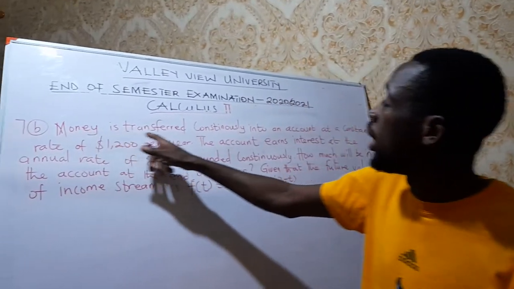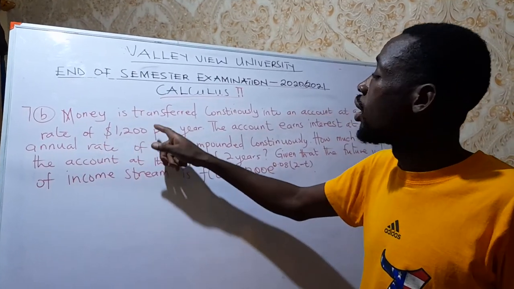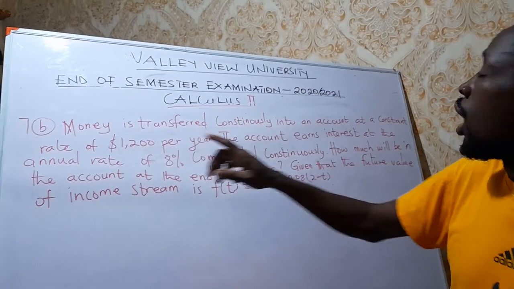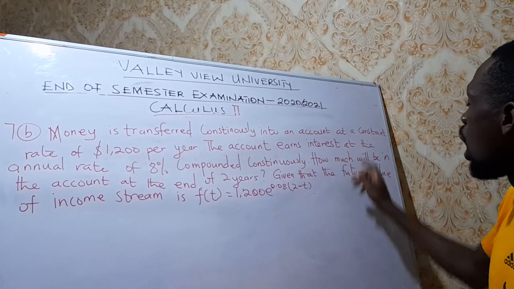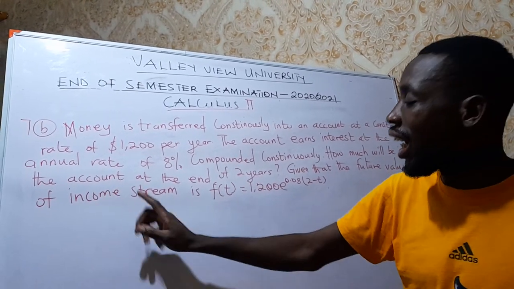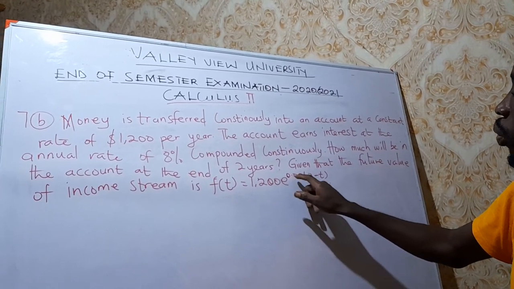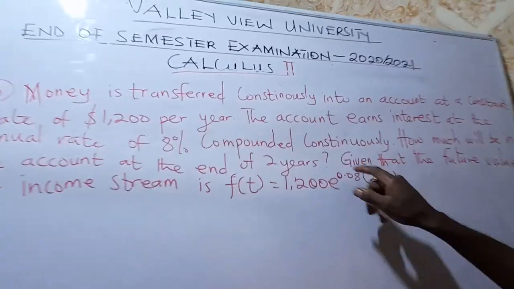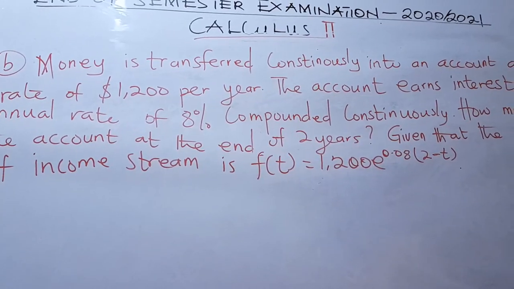Question 7B says money is transferred continuously into an account at a constant rate of $1,200 per year. The account earns interest at the annual rate of 8% compounded continuously. How much will be in the account at the end of 2 years, given that the future value of the account stream is f of t equal to 1,200 e exponent 0.08 bracket 2 minus t. Look at it. The 0.08 represents 8%. The 1,200 is the amount transferred to the account per annum.